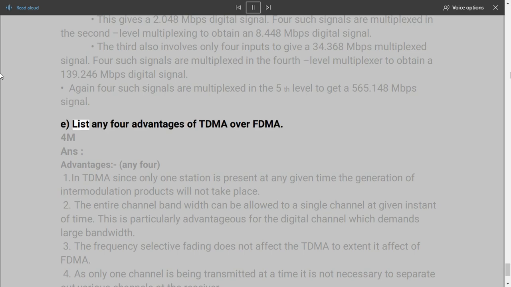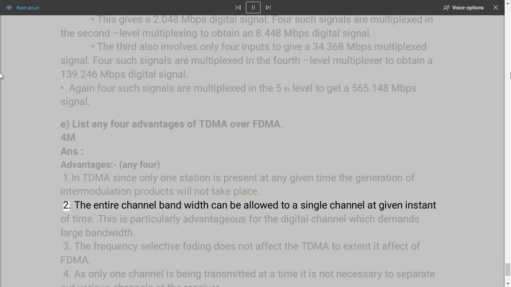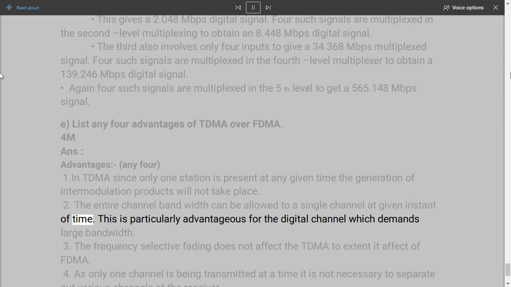List any 4 advantages of TDMA over FDMA. Answer: advantages, any 4. 1. In TDMA, since only one station is present at any given time, the generation of intermodulation products will not take place. 2. The entire channel bandwidth can be allowed to a single channel at a given instant of time. This is particularly advantageous for the digital channel, which demands large bandwidth.